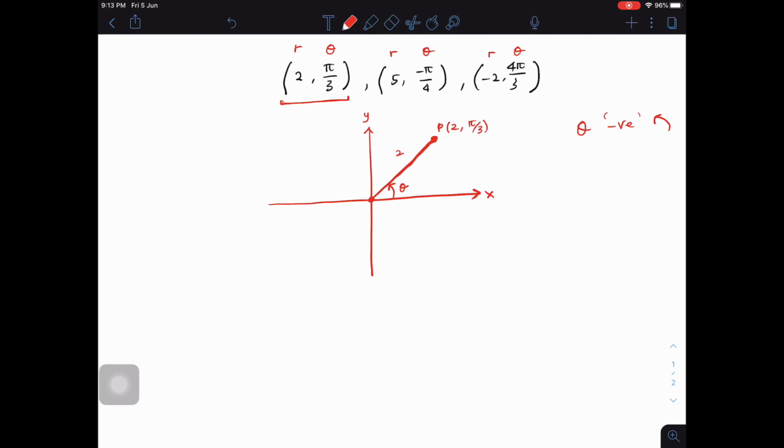Okay, let's move to the second point. We have the line with the length 5 and the angle is negative pi over 4. So if you see here, your angle theta is negative, which means that it's measured clockwise. Therefore we have negative pi over 4. Negative pi over 4 is 45.